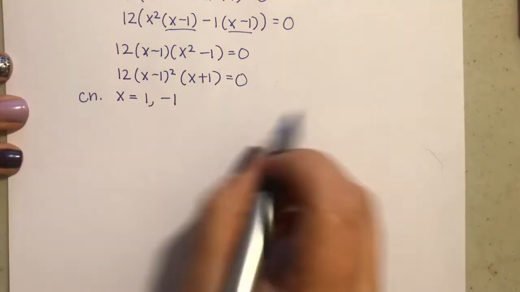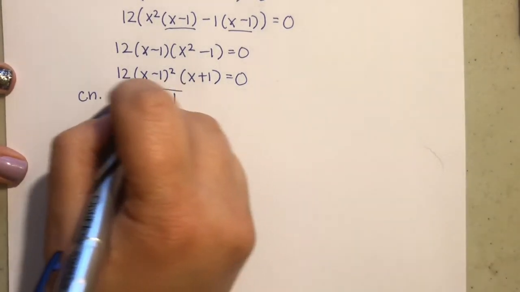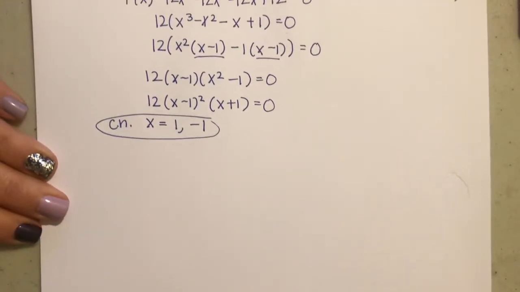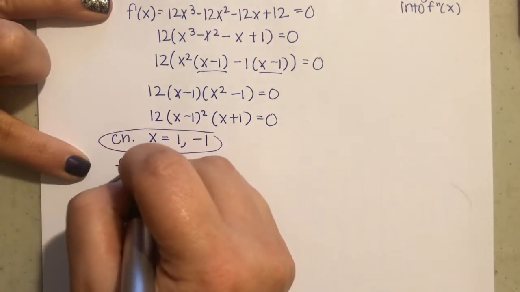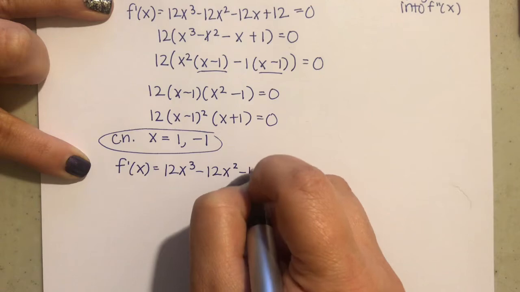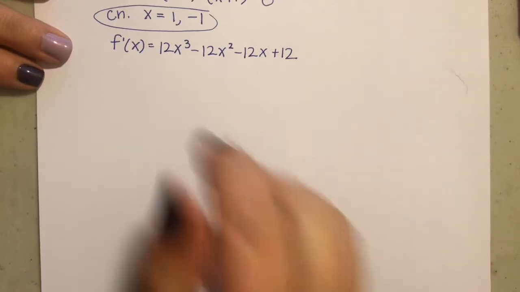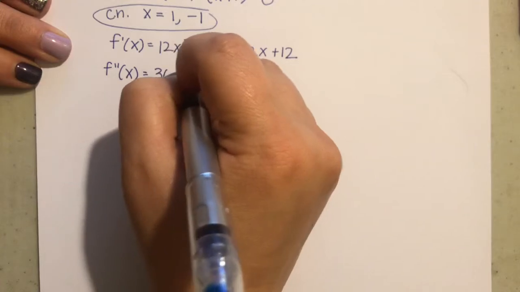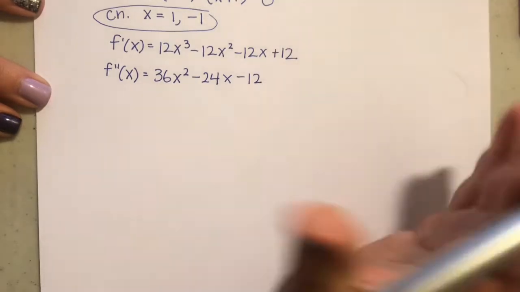Okay, so we've got these critical numbers. We need to put a pause on them. We'll come right back to them in just a moment, so I'm just going to hang on to them. Before I can do anything with them, I do need to find my second derivative. So I'm going to write my first derivative again, and we're going to take one more derivative here. Okay, so we have f double prime of x. I actually think we did this one too: 36x squared, 24x minus 12.